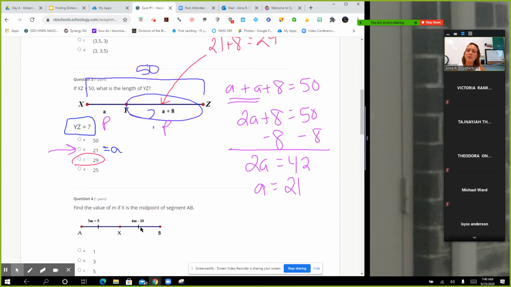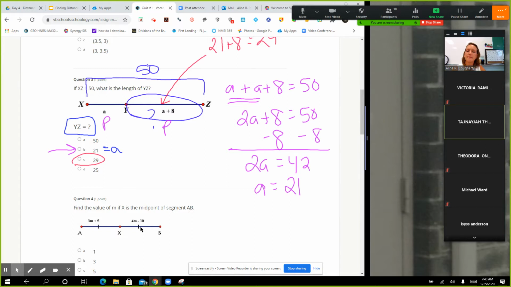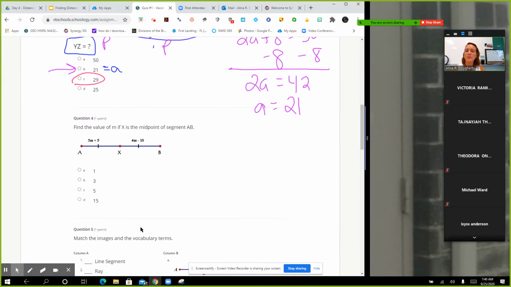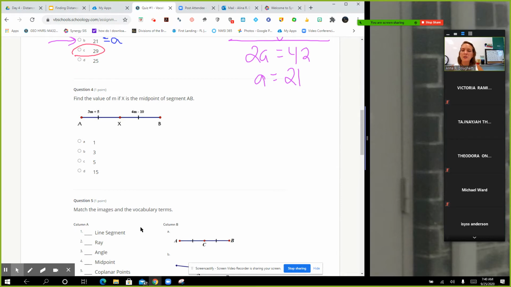Do you have a different number 3 than me? 3m plus 5. Okay, that's my number 4. So 3m plus 5 and 4m minus 10. Is that the one we're looking at? Okay. So how are those two things related? You've got these little tick marks here. What do those tick marks mean? Anybody know? Those mean congruent.